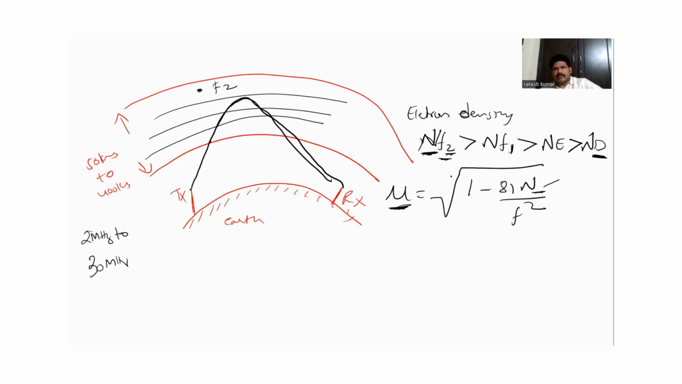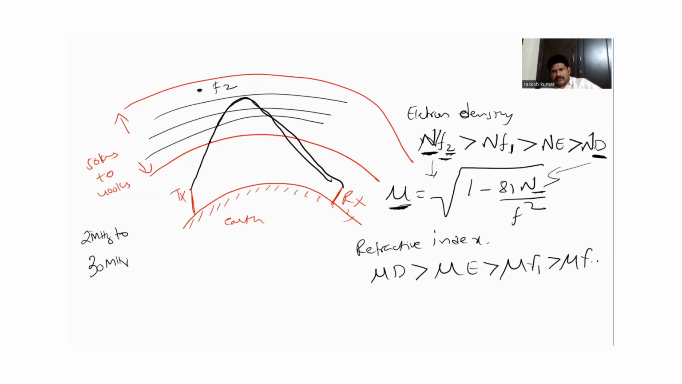If we substitute the number of electrons in F2 layer and in D layer, no doubt the number of electrons in D layer is less. So coming to the refractive index, the refractive index of D is greater than that of E, which is greater than that of F1, which is greater than that of F2. This is the thing you want to remember.